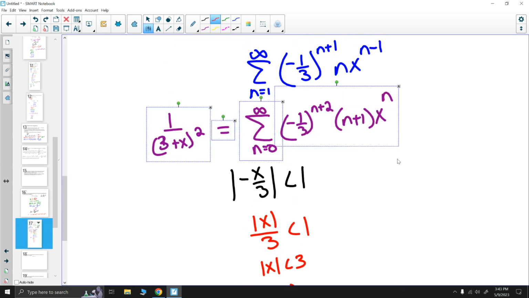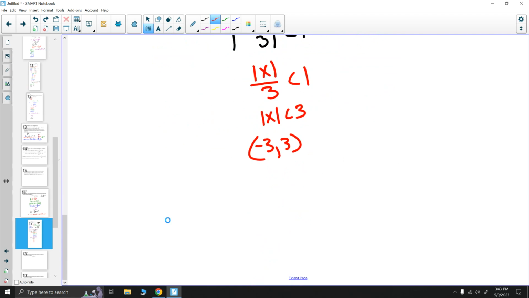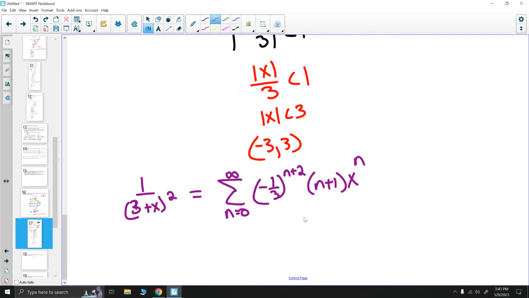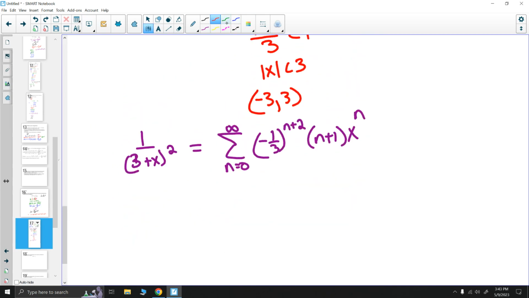All right, I'm going to copy it and paste it down below so that we can take a look at it a little bit more. So let's talk about what this series actually is. The first term, n equals 0. 0 plus 2 is going to be a positive 1 over 3 squared times n plus 1, which is just 1, times x to the 0, which is just 1. So I don't really need it. So really, this is just going to be that thing, positive.